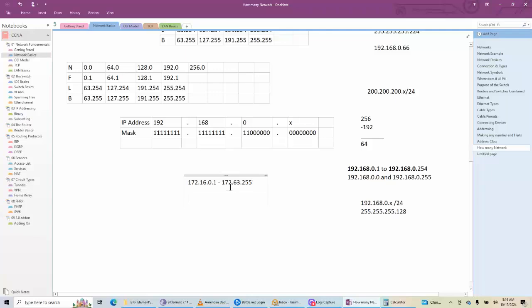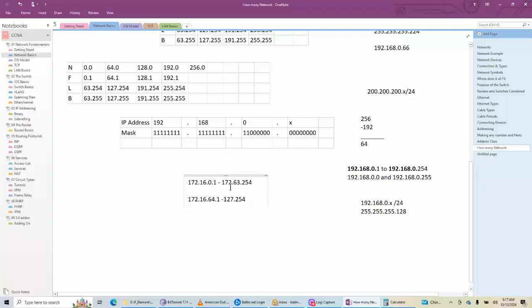Our next network is going to be 172.16.64.1 to 127.254. So now, if I have a 172.16.16.2, I can't talk to 172.16.64.2. That's not going to be able to happen, unless I make it a /16.